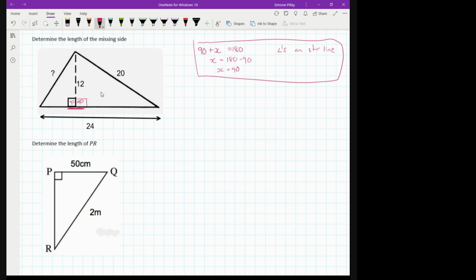Also, if you were to prove that this was a right angle triangle, you wouldn't be able to. Why? Because we only know the length of this entire line. We don't know the length of the line that stops just here. Do you see that? Yes, ma'am.